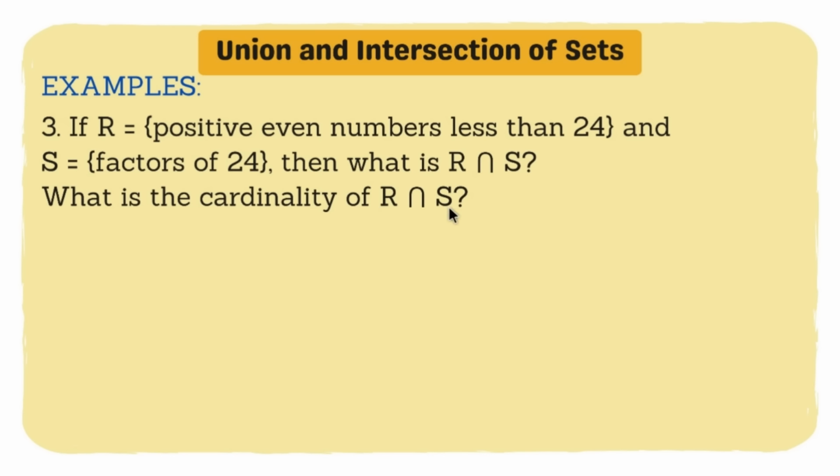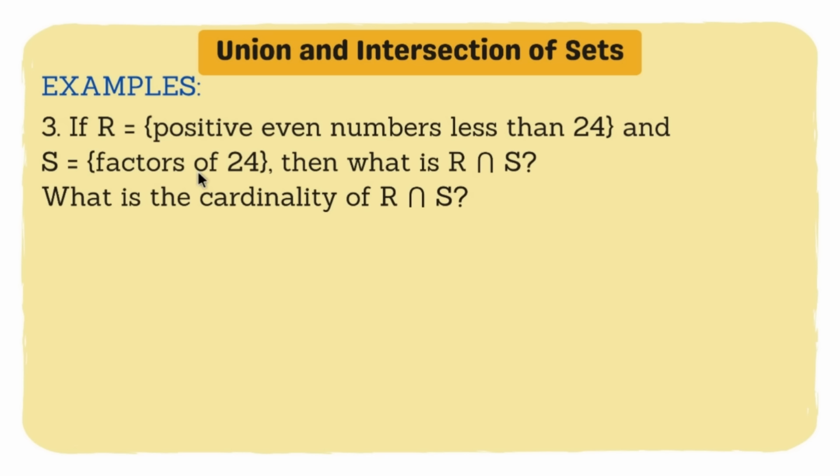Okay, so dalawa po ang tinatanong. First is yung intersection ng dalawang set. Second one is yung cardinality. Okay? I-review po natin ang cardinality mamaya. Okay, let's have first the elements in a listing method.